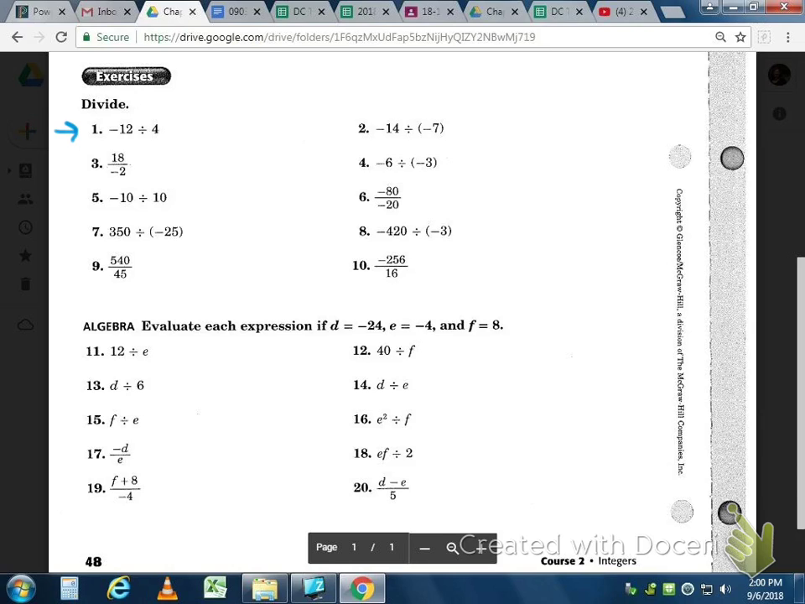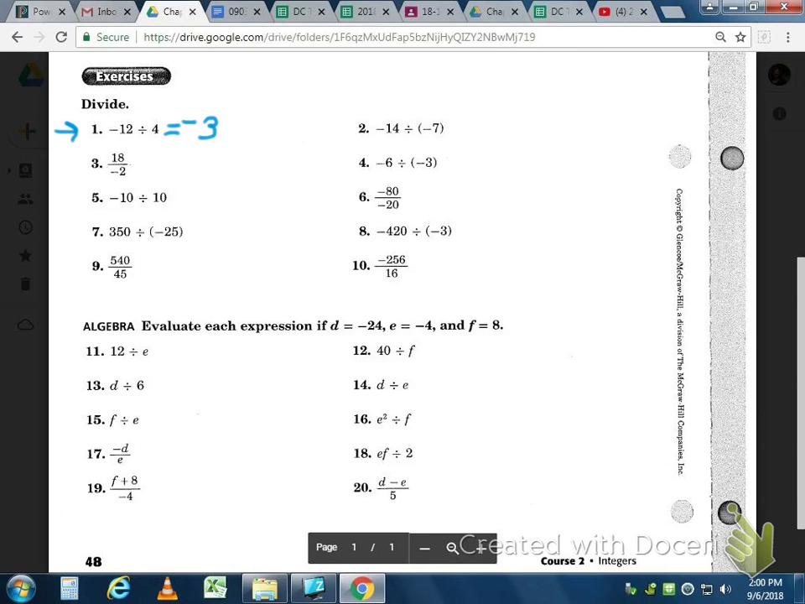Jacob, what would that be? Positive 3. It's a negative divided by a positive. The signs are different. Negative 3. Signs are different. It's negative. Signs are the same. It's positive.